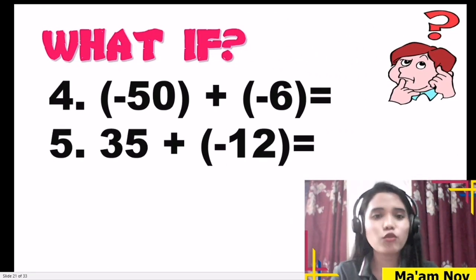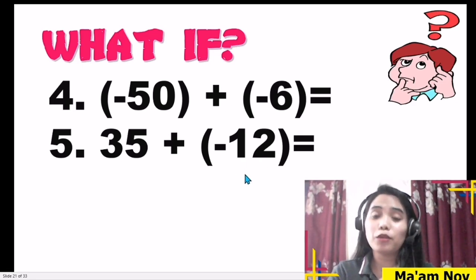Now, what if we have bigger numbers? So, we have negative 50 plus negative 6 and 35 plus negative 12. Can we use number line and tiles method? Yes, we can still use them.